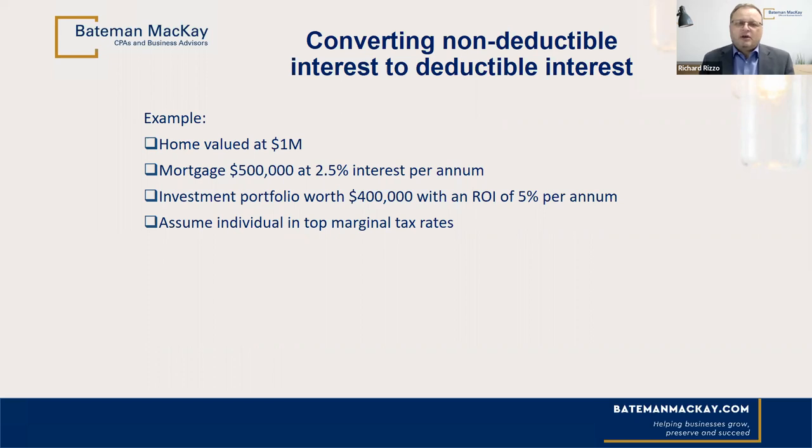So the first thing we'll talk about is converting non-deductible interest to deductible interest. I thought the best way to deal with this is to give an example, put numbers to it, so you can visually see how it works. Let's say an individual has a home valued at $1 million. On this home, they currently have a mortgage of $500,000 at a 2.5% interest rate. At the same time, they also own an investment portfolio worth $400,000 with an expected rate of return of 5% per annum. And for purposes of the transaction, we'll assume the individual is in the top marginal tax rate.